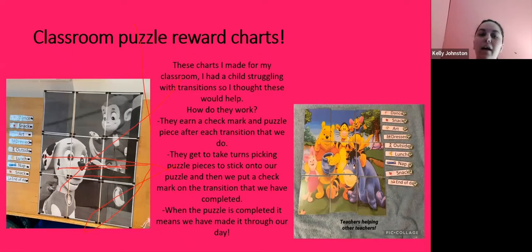It kept us on track, and it just was another fun way for the kiddos to get through the day. Sometimes it can be hard for them. So this was helpful to my student for sure.